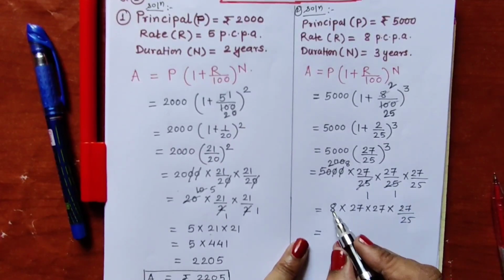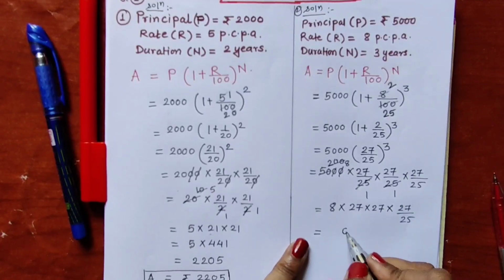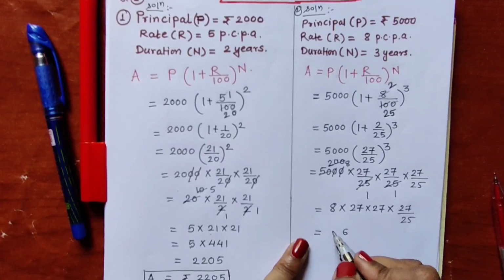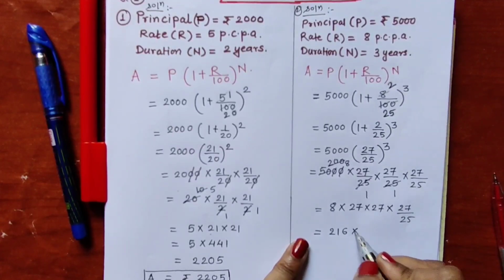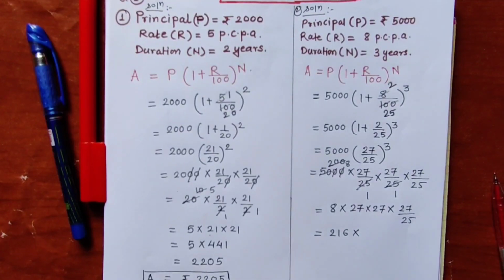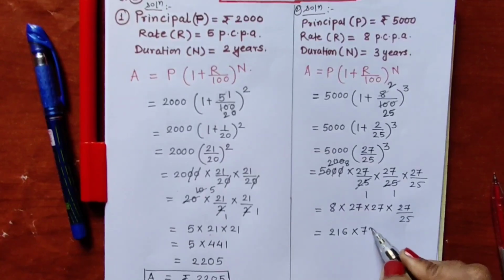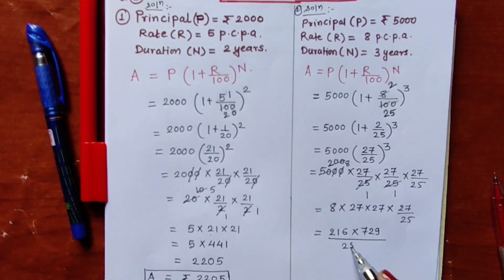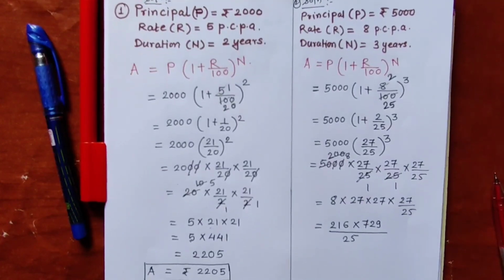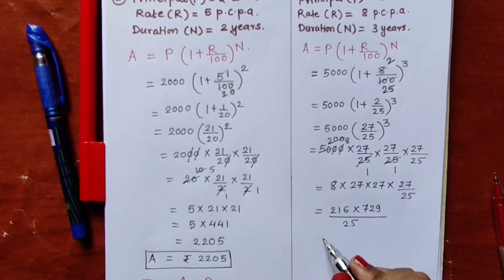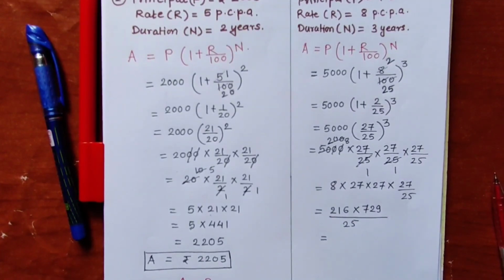So 8 into 7, 8 sevens are 56, 6 written, 8 2s are 16, 16 plus 5 is 21, so 216, multiplied by 27 into 27, that means we have to write the square of 27. So we all know it is 729, upon this 25 as it is I am writing here below. Now we have to multiply 216 by 729. Let us do it in rough.